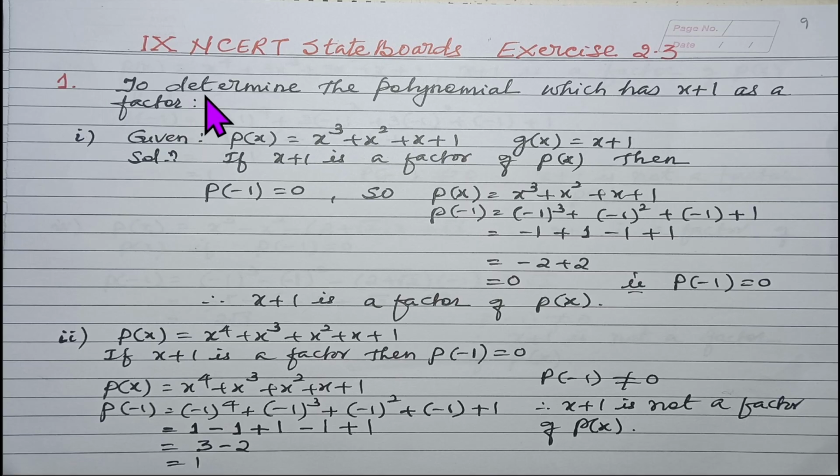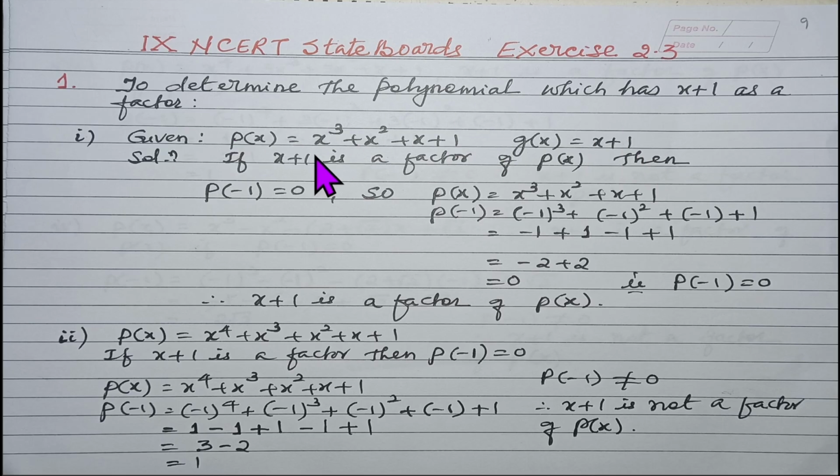The first example. To determine the polynomial which has x plus 1 as a factor, we are given different polynomials. We have to find out whether x plus 1 is a factor of those polynomials. The first example is the polynomial p of x equal to x cube plus x square plus x plus 1, and we are given the binomial x plus 1, which I have taken as g of x.